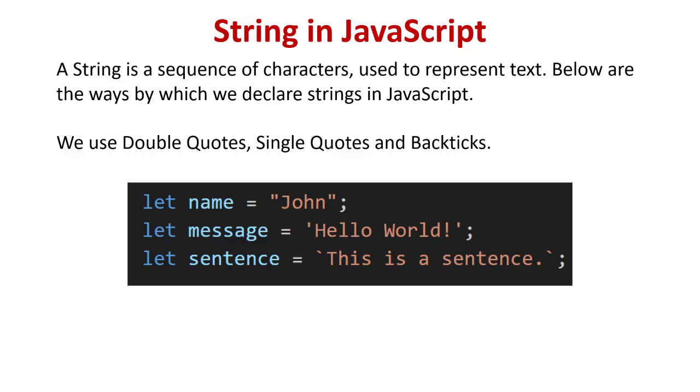A string is a sequence of characters used to represent text. Below are the ways by which we declare strings in JavaScript. We use double quotes, single quotes and backticks to declare strings in JavaScript.